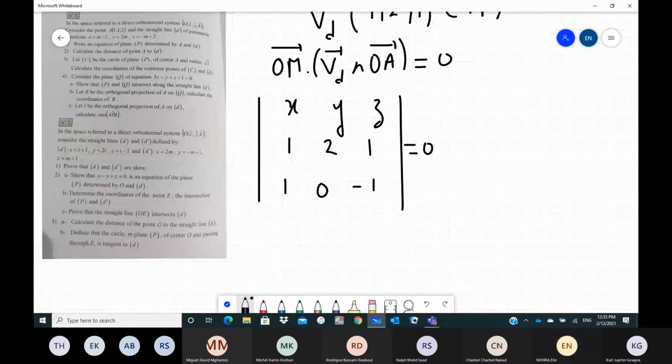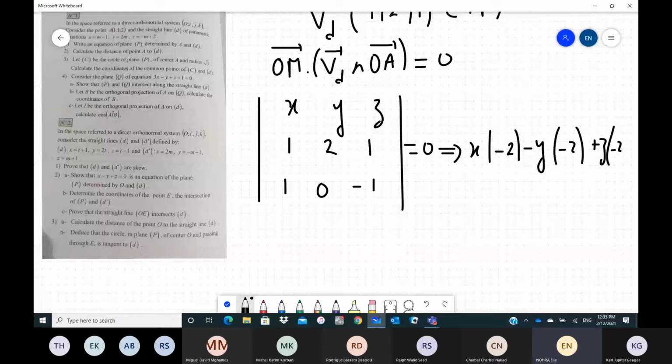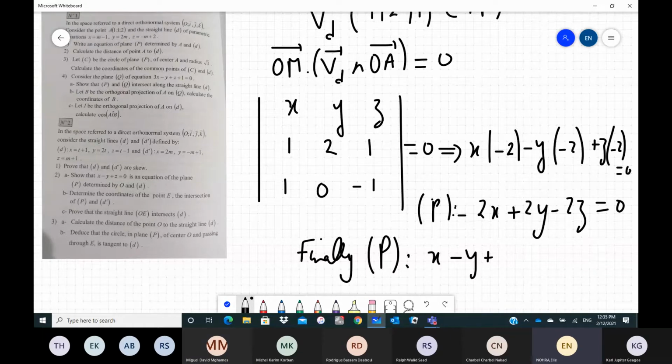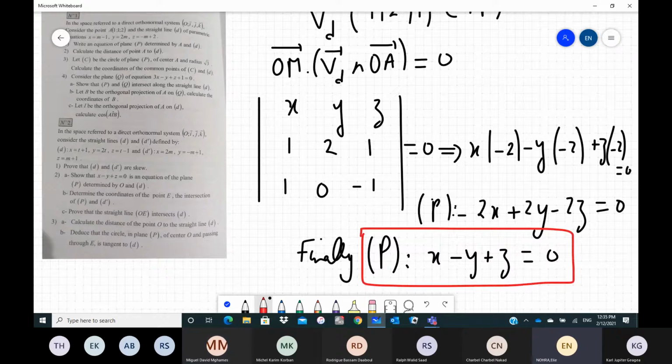Equal to 0. So x into minus 2 minus y into minus 2 plus z into minus 2 equal to 0. The plane P is minus 2x plus 2y minus 2z equal to 0. And we can simplify it, x minus y plus z equal to 0. Whoever does not simplify will lose a quarter of a mark, not the whole mark, because they give you the equation.